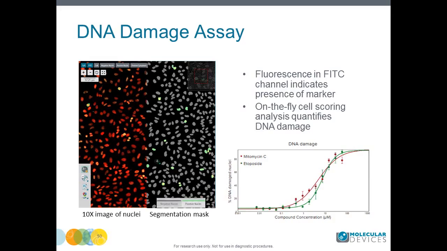On-the-fly cell scoring analysis efficiently identifies nuclei with damaged DNA. CellReporterXpress Software includes a preconfigured cell scoring application model. That model can classify nuclei as positive or negative for the marker. Imaging was done with a 10x objective, and it was sufficient to calculate accurate concentration response curves. You can see those responses for mitomycin and etoposide.